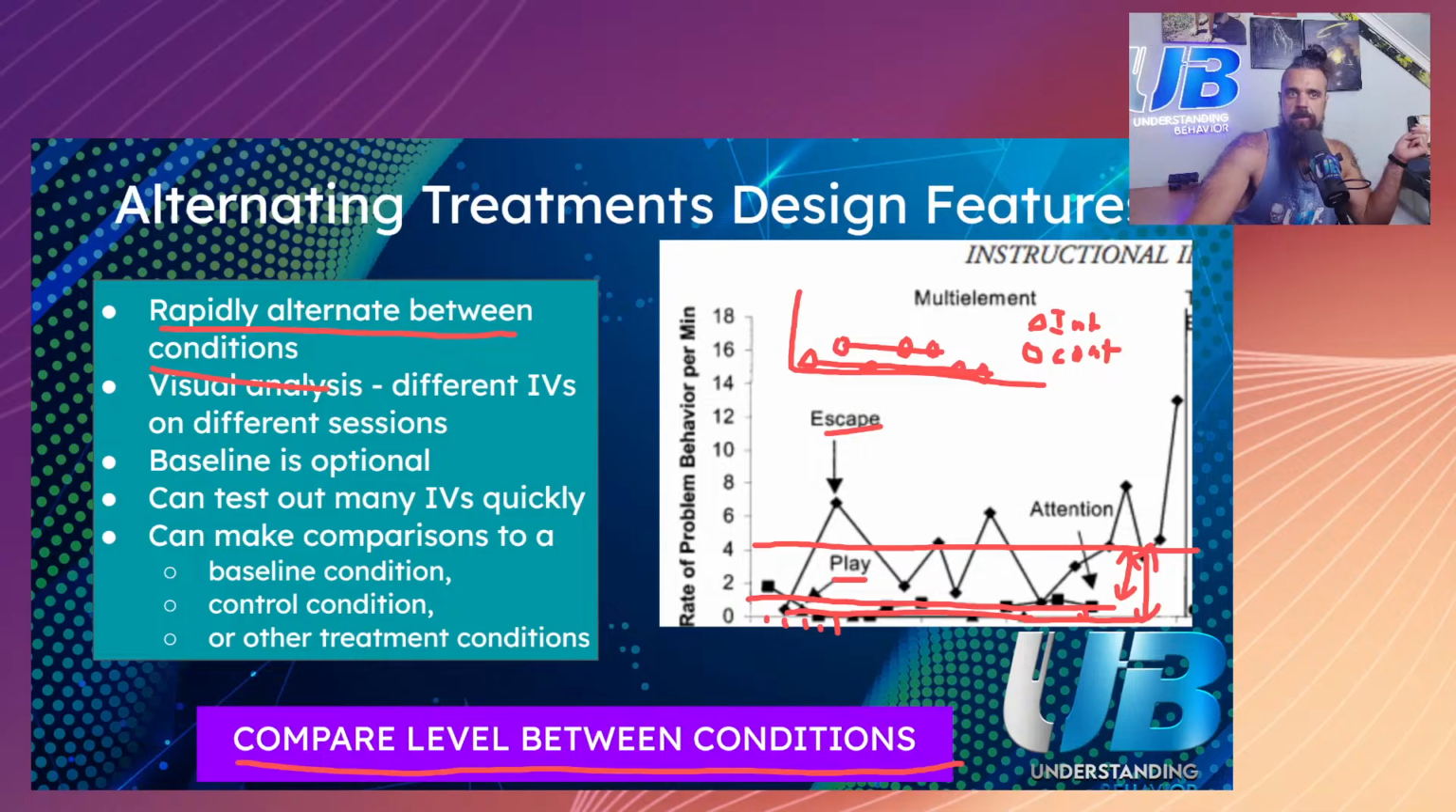We can also do these comparisons here. So again, we want to see differences in levels between these conditions. If we see that we have clear and consistent differences in the levels between these conditions, then we can show that we have experimental control.